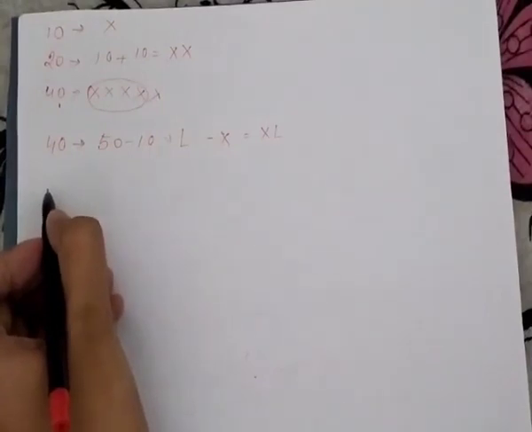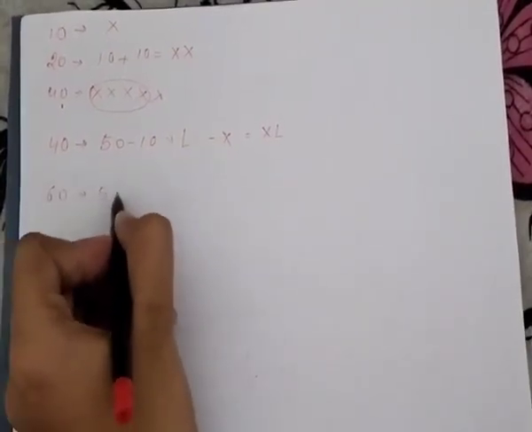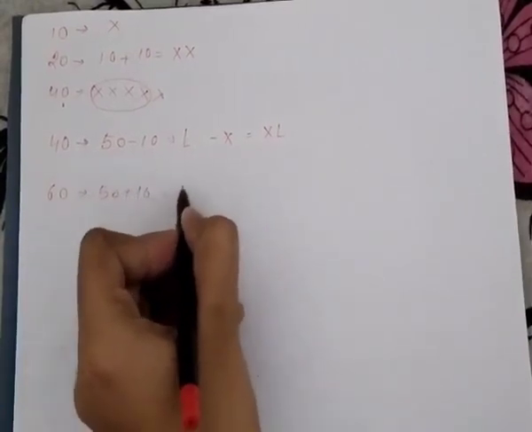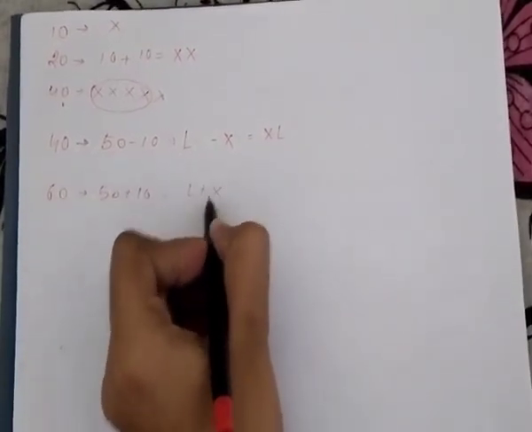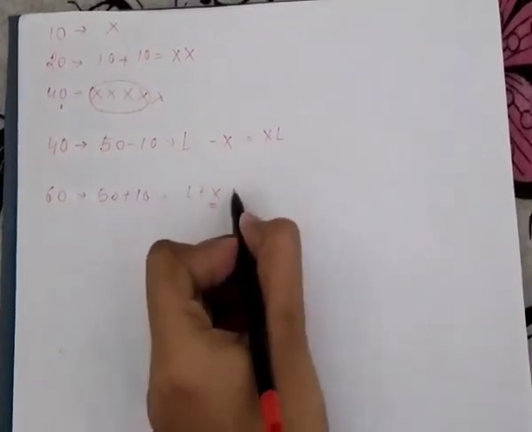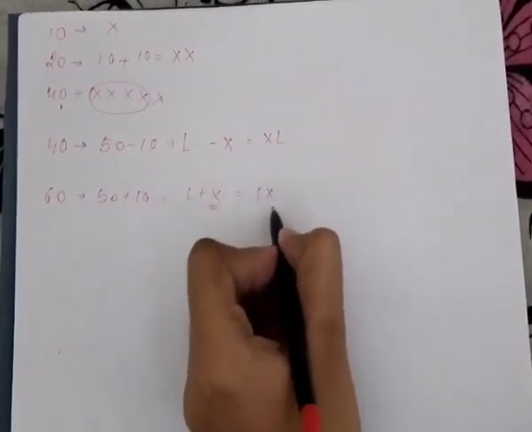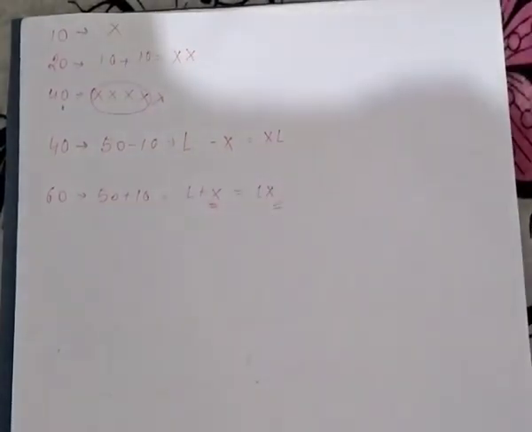Okay, let's take another example. If I say 60, you can write it as 50 plus 10, and 50 plus 10 can be written as L plus X. Because this Roman numeral is being added to the bigger one, it should be written on the right side, like LX. So this is the way you will write it.